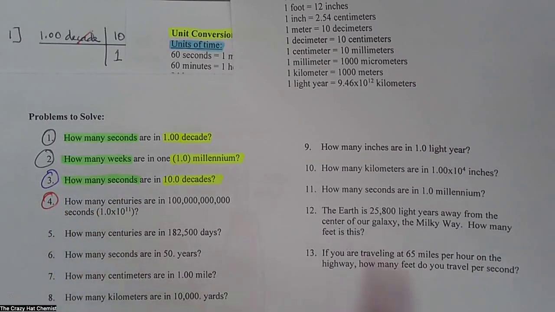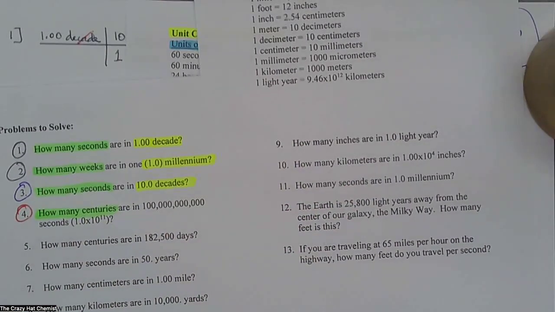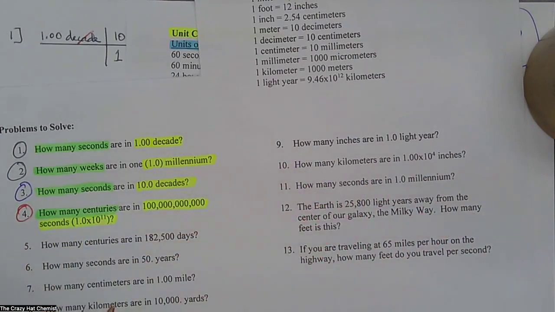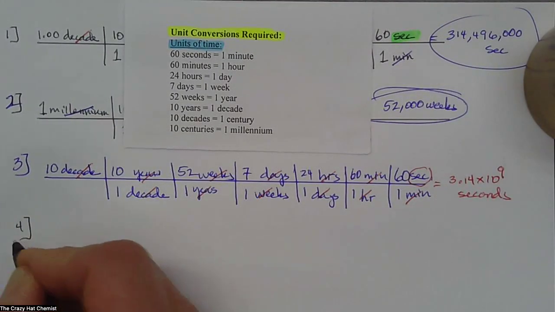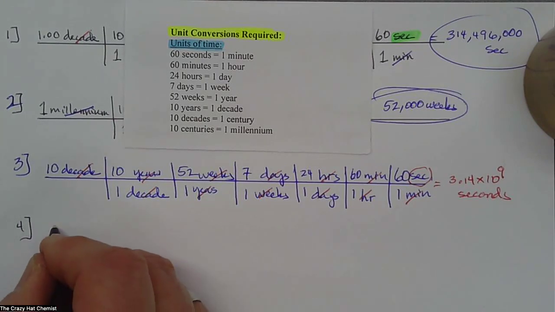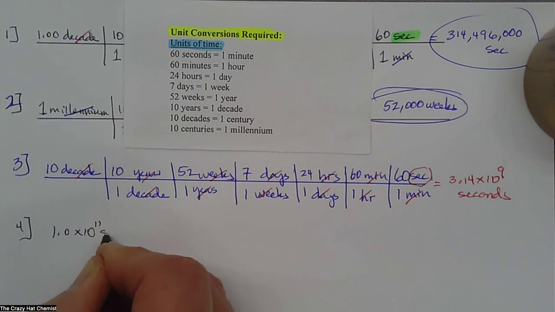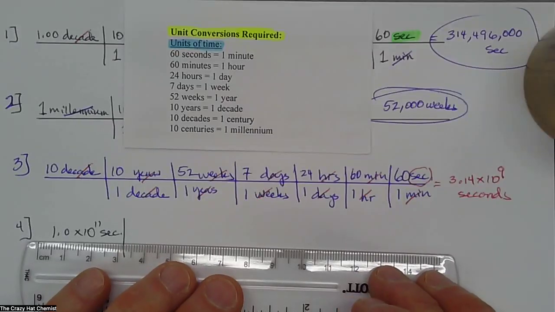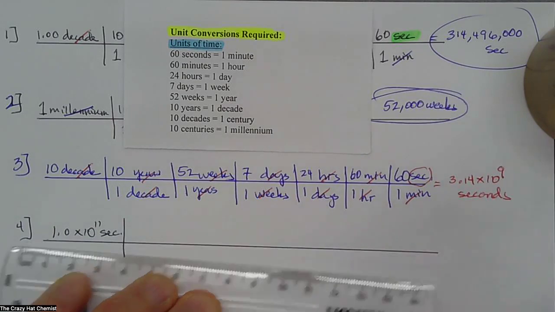Number 4, it says how many centuries are in this large number of seconds. That's 1 times 10 to the 11 seconds. All right. Some might think that this is boring, but it's really just an entire process. So 1.0 times 10 to the 11 seconds, and a vertical stop, and then a horizontal section over here. And we're looking for centuries. So we need to end at centuries.